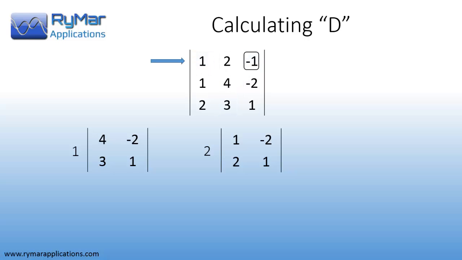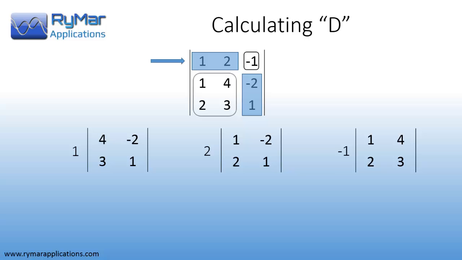And then finally over to the negative 1. Same thing, cross out the row and the column, take note of the numbers that are left over, bring down our negative 1, and create our 2 by 2 with the numbers left over. Okay, now we need to go off and evaluate these three.